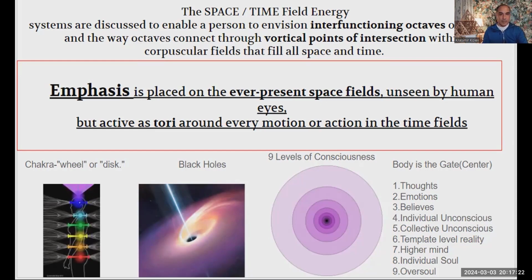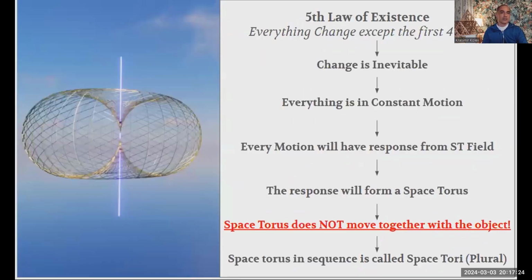Okay, so in the next slide, we can see the 5 laws of existence, some of you may be familiar. The fifth law, actually, not the fourth, says that everything changes except the first four laws. So it means that change is constant. Everything is in constant change. It's not static. And because change is constant, it's inevitable, then everything is in constant motion.